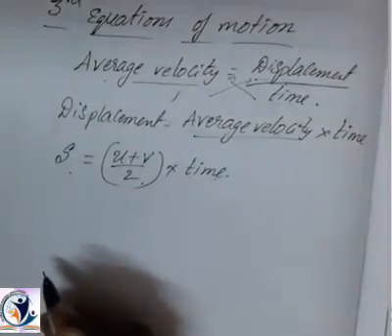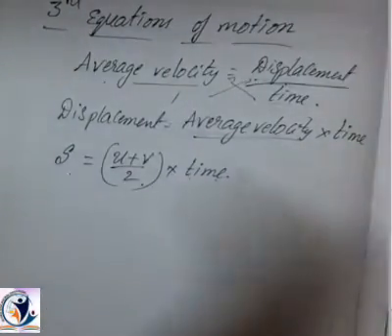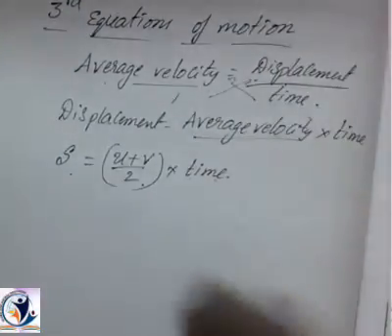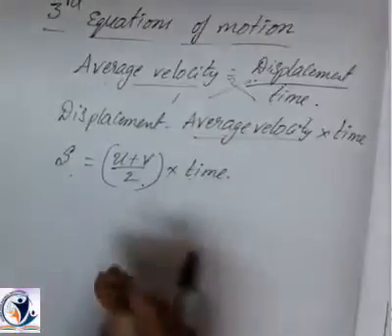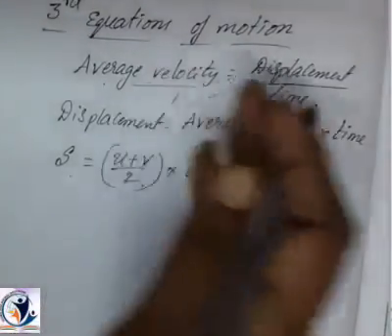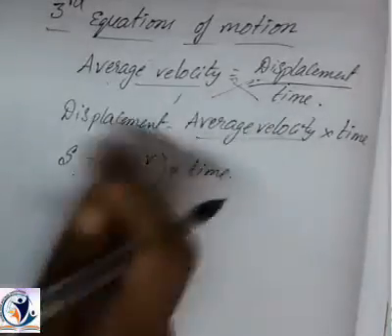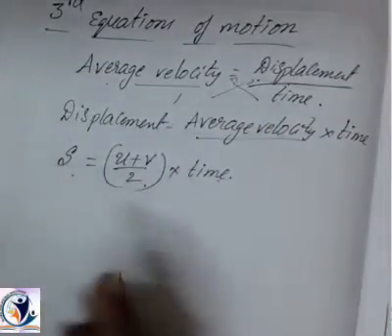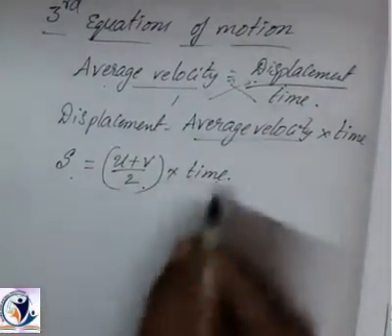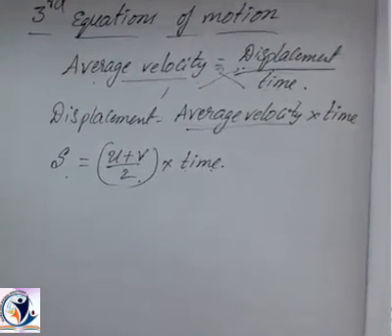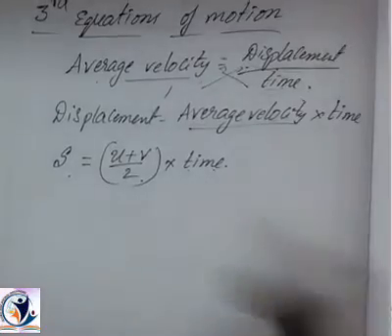Now time is feeling very bad here. You are using me in all the equations of motion. In the first equation of motion, you have used me, change in velocity by time taken. And the second equation of motion also, you have used that average velocity is equal to displacement by time taken. And in this third equation of motion also, you are using me. That's why it is feeling very bad, and it won't rest, it seems. Let us give rest for time here.